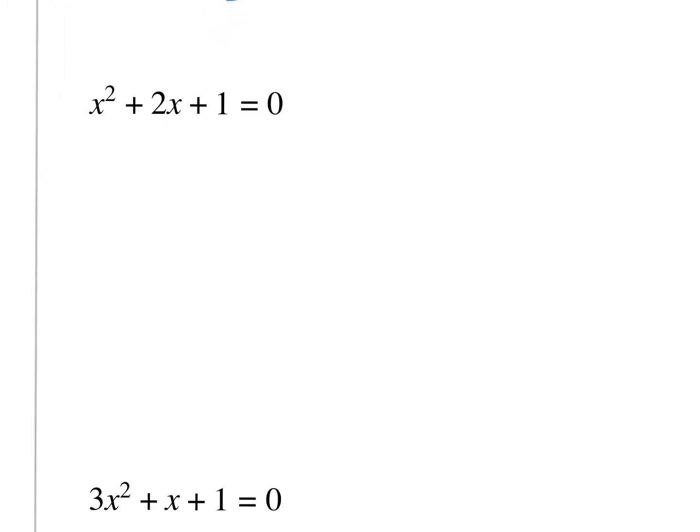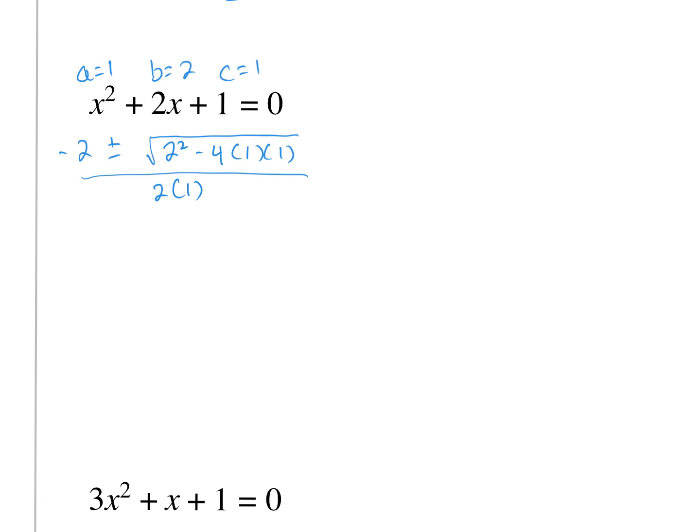Let's put it in. So A is 1, B is 2, C is 1. So -2 plus or minus the square root of b squared, which is 2 squared, minus 4 times 1 times 1, 4ac, divided by 2a, so 2 times 1. Simplify that some more. -2 plus or minus 2 squared is 4. 4 times 1 is 4 over 2. Oh my goodness. 4 minus 4 is 0. And if you take the square root of 0, it's going to be 0.